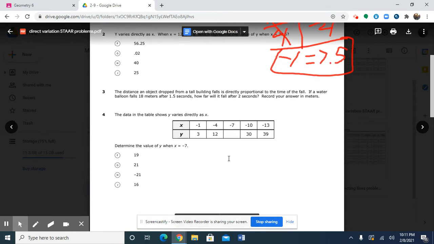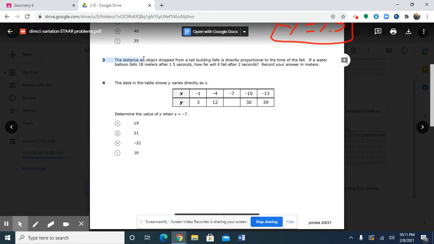And so we need to be able to recognize when we're given a word problem like number 3. It says, the distance an object is dropped from a tall building is directly proportional to the time of the fall. If the water balloon falls 18 meters after 1.5 seconds, how far will it fall after 2 seconds? Now, this is very similar to what we just did up there. In fact, it's exactly the same. It's just that it's not using direct variation in the actual problem. It's telling us that it's directly proportional, which means the exact same thing.